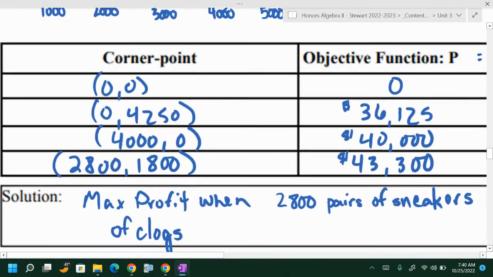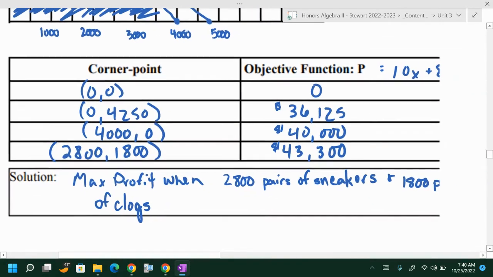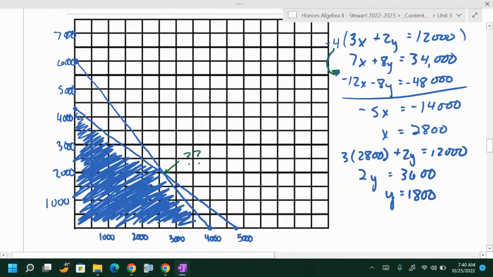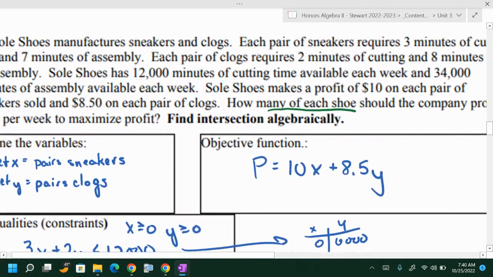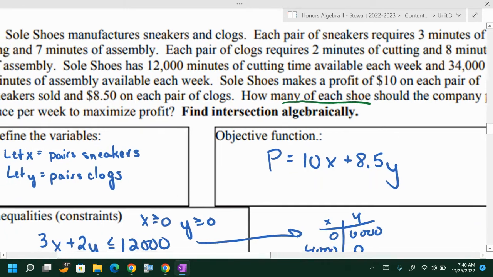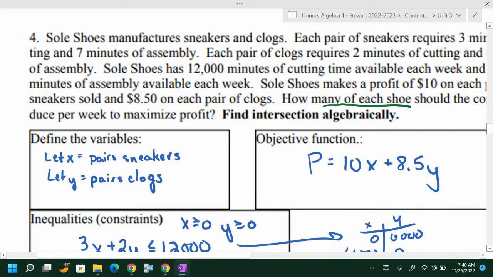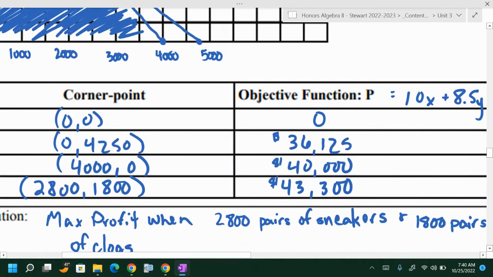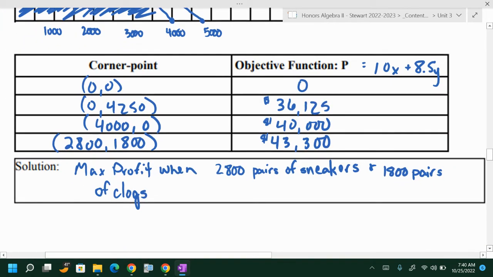So coming back over here, I put my 4 corner points, and then of course I've got to look to see what my objective function is. Remember, the objective function is mainly based off of profit. In this case, Sole Shoes makes a profit of $10 on each pair of sneakers, and clogs are $8.50. So 10x plus 8.5y. Plug that information back into my corner points, and I end up with a max profit of $43,300 when 2,800 pairs of sneakers and 1,800 pairs of clogs are made and sold.